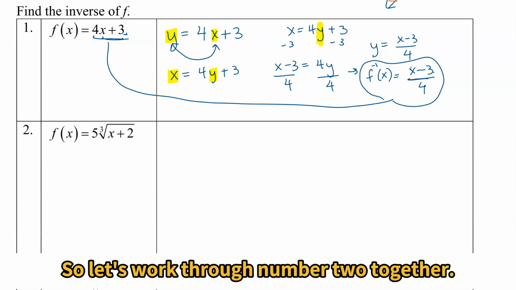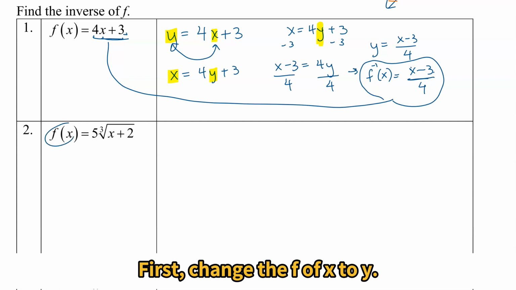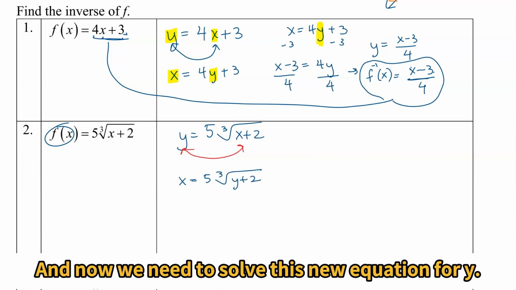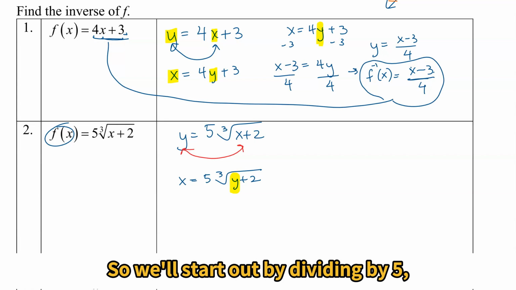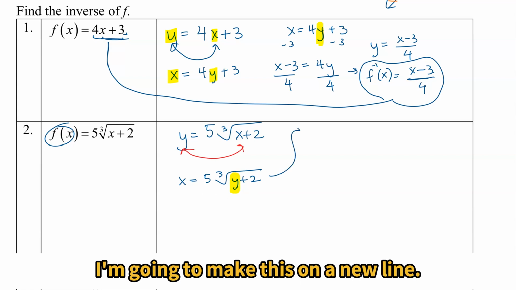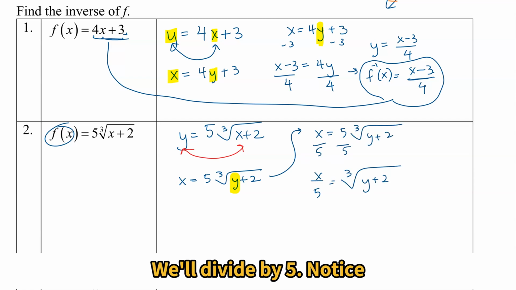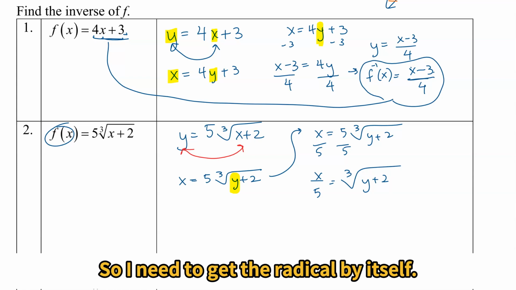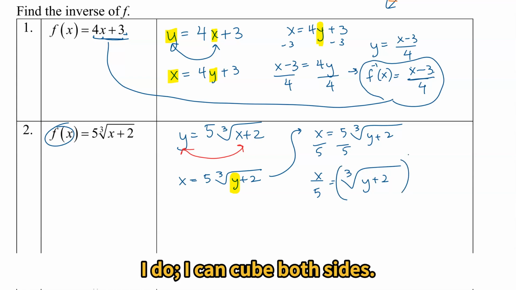So let's work through number 2 together. First, change the f of x to y. Switch the x and the y variables. And now we need to solve this new equation for y. So we'll start out by dividing by 5. I'm going to make this a new line. We'll divide by 5. Notice I'm solving a radical expression. So I need to get the radical by itself. I can cube both sides.